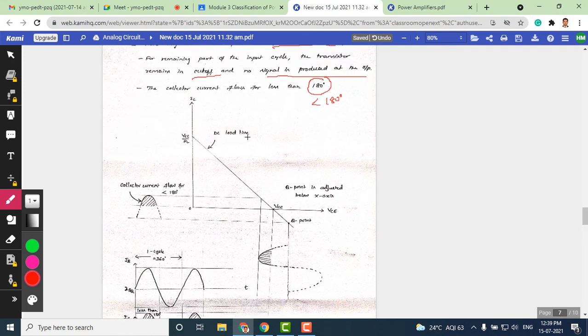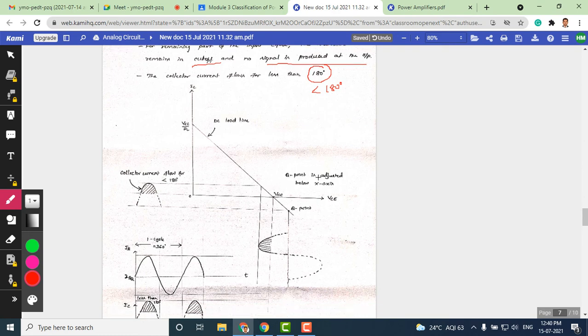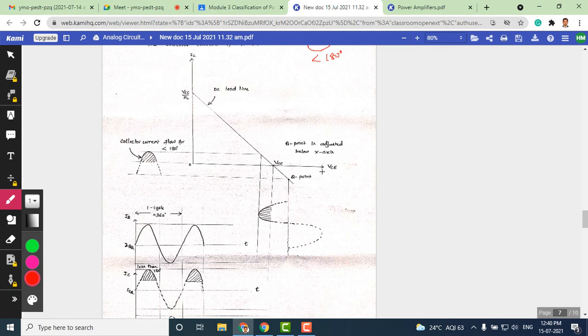As you can see, these are again the transistor characteristics we are showing, with the input and output waveforms. The base current is not shown, but base current flows for the entire duration of 360 degrees. Look here, this is our x-axis, and below it on the load line you can see the Q point is located. Now for the entire duration of the input cycle that we show here, we can see what is happening in the collector current.